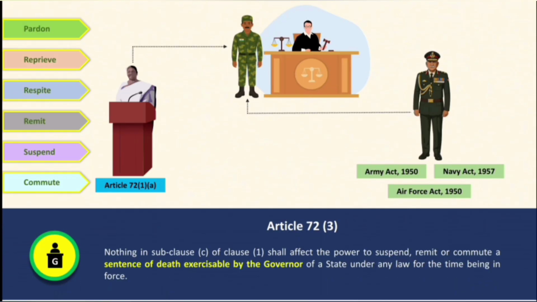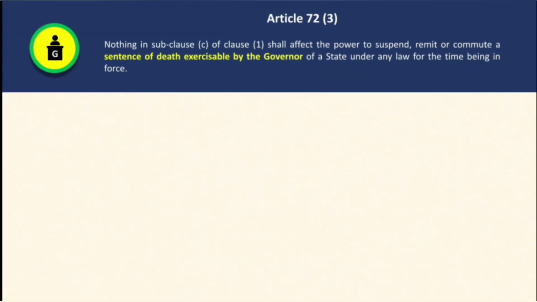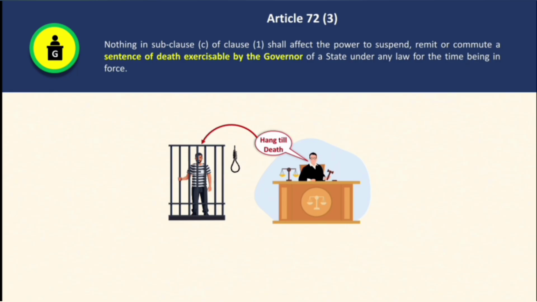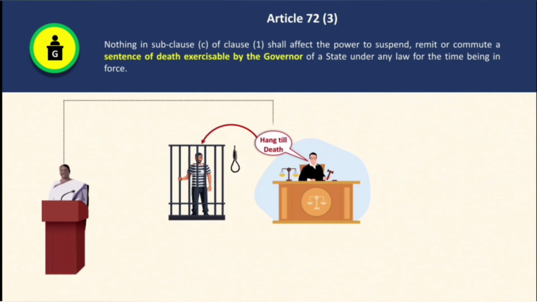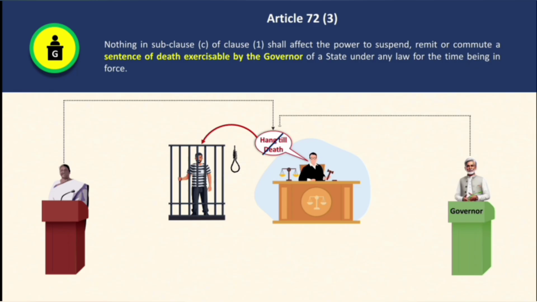Now moving to the last clause of this article, that is clause 3. Governors also have power in death sentence cases. Now this clause talks about death sentences again, but with an important point. Even though the President has the power to reduce or cancel a death sentence, this does not take away the governor's power to do the same within their state. In simple terms, both the President and the Governor can grant relief in death sentence cases. It depends on the type of law involved.